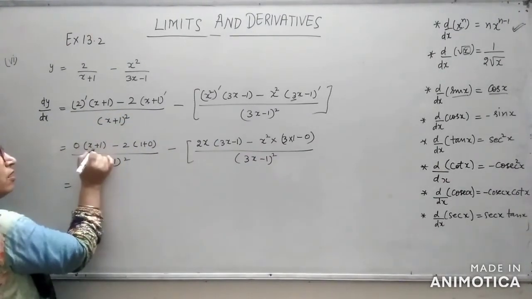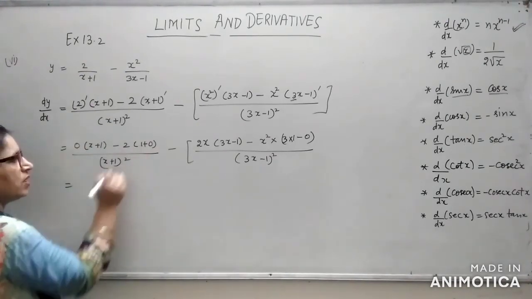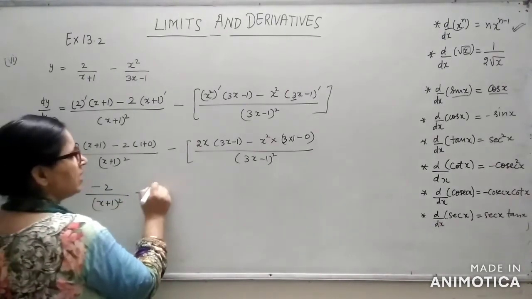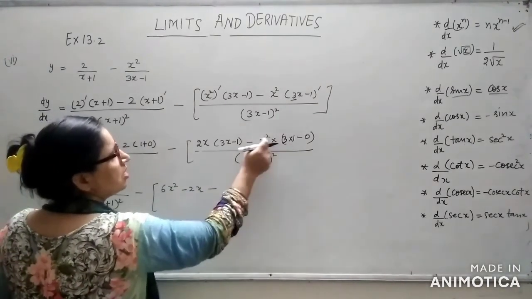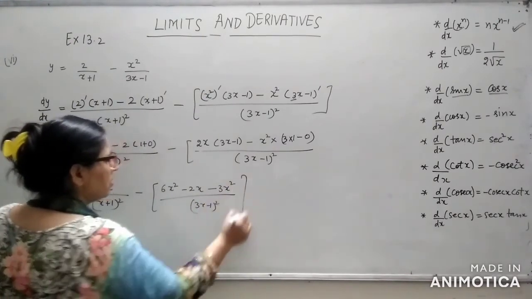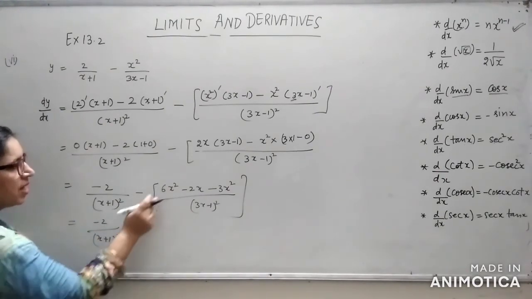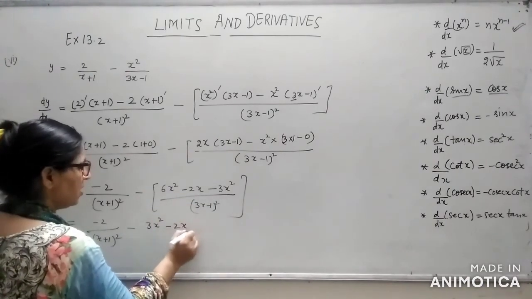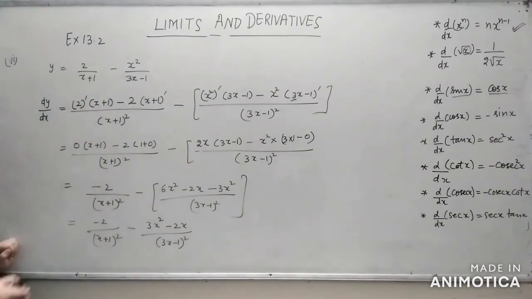So now this is 0, when it is multiplied with any number it's 0, no need to write. So this is minus 2 into 1 is 2, upon x plus 1 whole square, minus multiply this 2x with 3x, this is 6x square, minus 2x minus 3 into x square is 3x square, and now this is upon 3x minus 1 whole square. So if you simplify this then it would become like this, minus 6x square minus 3x square means 3x square minus 2x upon 3x minus 1 square. This is the derivative of this given function.